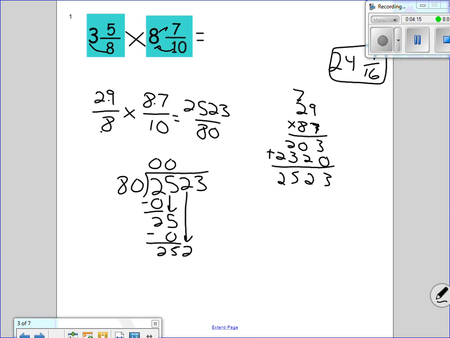How many times can 80 go into 258? 80 times 3 gives me 240, right, kids? That's how close we're going to get.